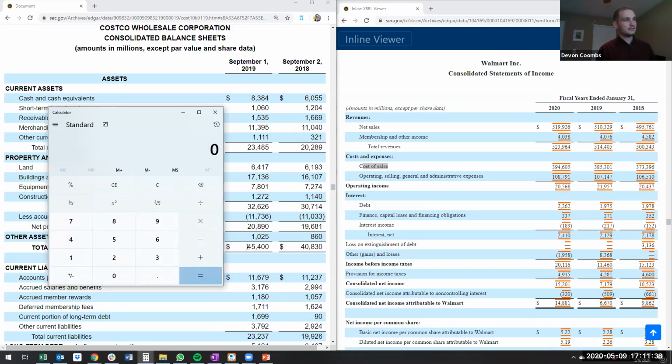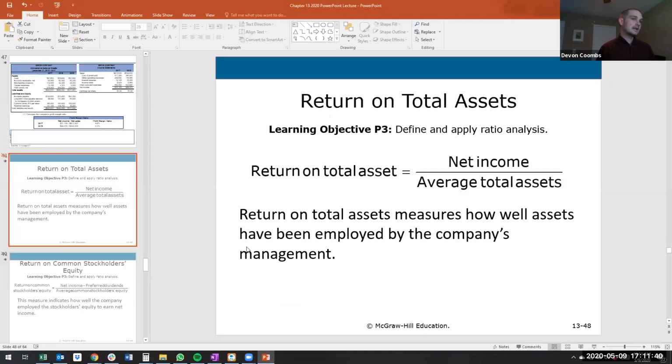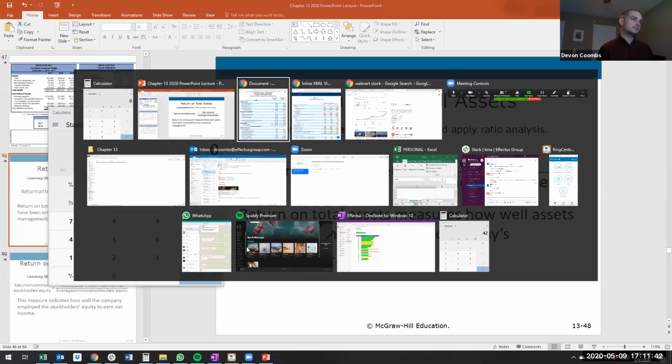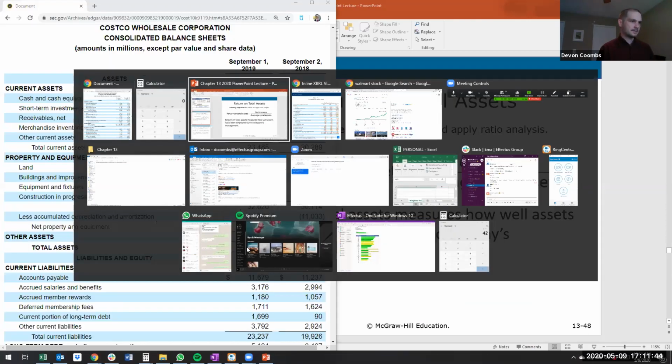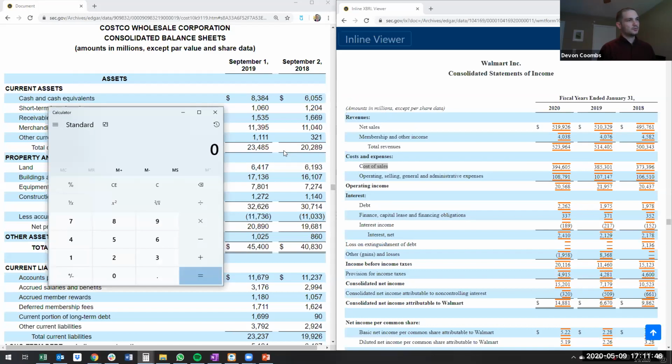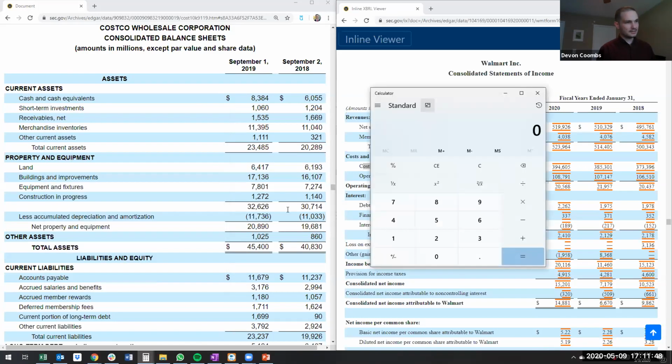And so what they're saying here is our net income divided by average total assets, right? Just showing you where it's all coming from. So what's our average total assets? Well, we just take these two and divide by 2. So 45,400 plus 4830 divided by 2. So their average assets is, let's say, 43 billion.